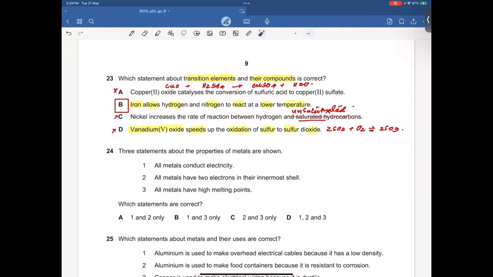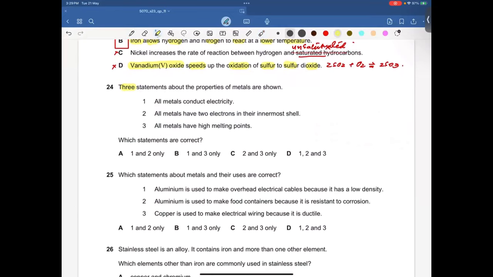So that's incorrect. Question number 24, three statements about the properties of metals are shown. All metals conduct electricity. That's absolutely perfect because metal contains a sea of electrons. All metals have two electrons in their innermost shells. Only group 2 elements. All metals have two electrons in their innermost shell. So in the first shell, all of them contain two electrons.